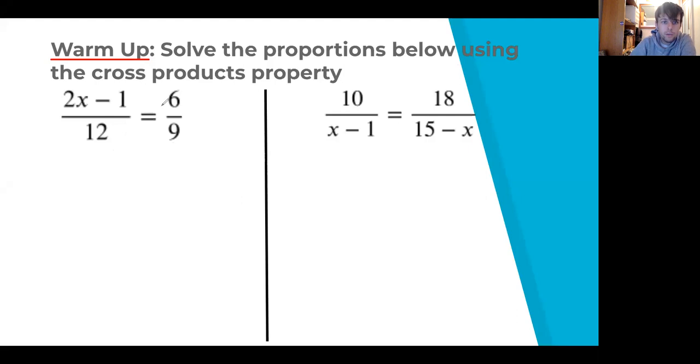All right, so let's go ahead and work through them. The cross products property is the best way to solve these proportions. You can multiply diagonally. We'll talk more about this later on, but the cross products property is a great way to solve proportions. In this case, be careful, make sure that you are distributing. 9 times this whole thing is equal to 12 times 6.